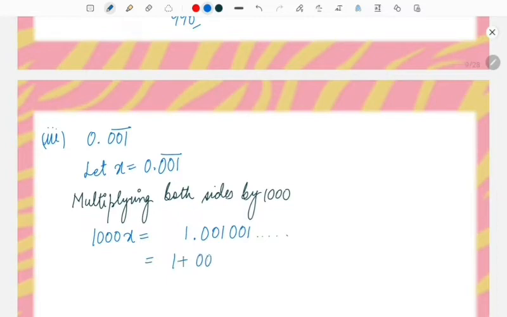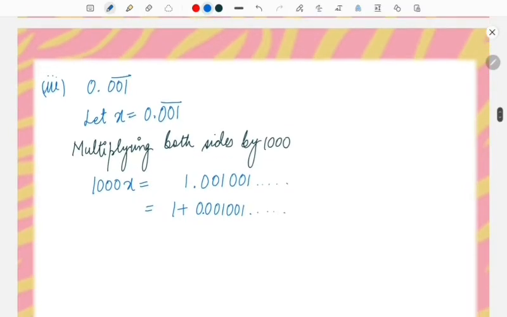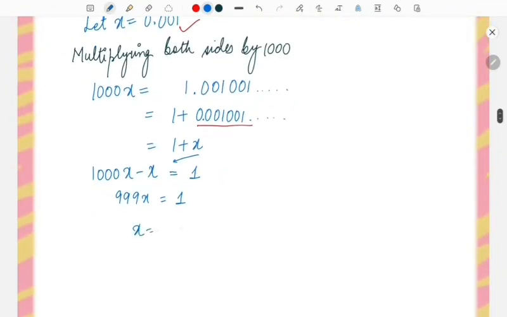1 plus 0.001 and so on, right? What would this become? 1 plus x, this was my x. This was x, right? यही था x. It will become 1000x minus x. X would come this side, would be equal to 1. This is 999x equal to 1. So the value of x would be 1 upon 999.